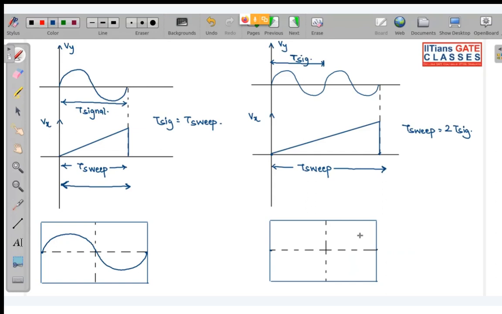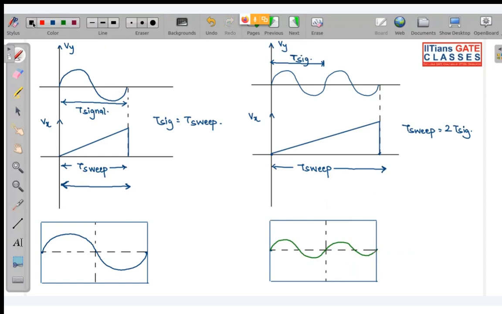Very good. Why? Because the sweep signal is mapping this much time period, and in this much time period I can take 2 times the signal, or 2 cycles of the signal. So your screen will look something like this. It's not exactly proper. So 2 cycles you will see.